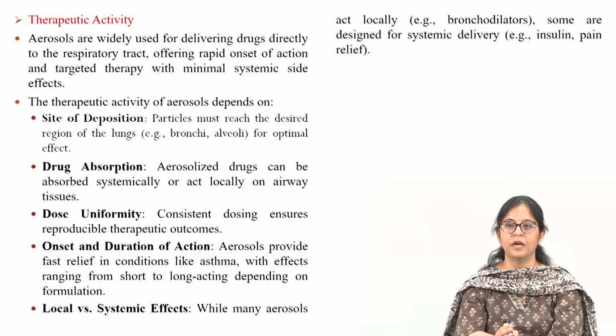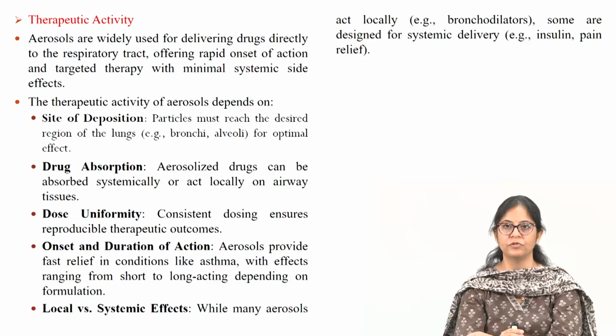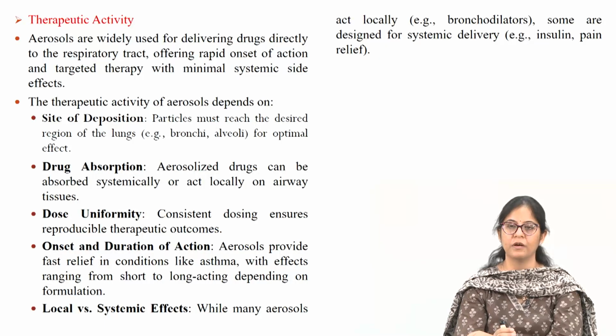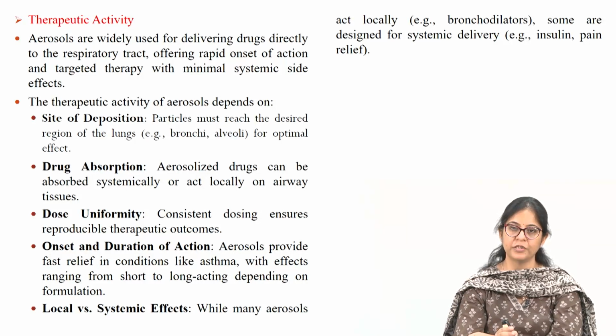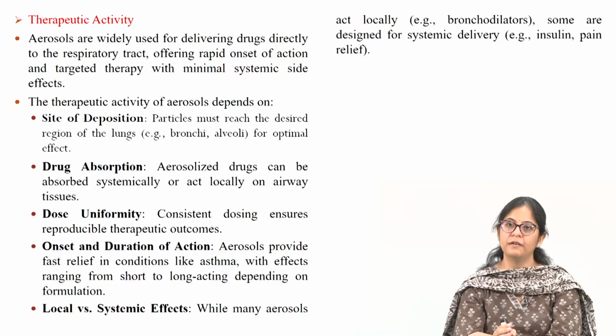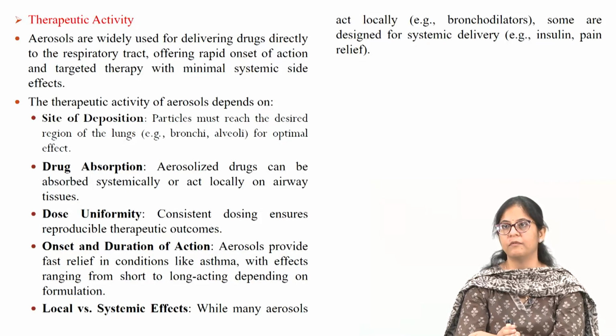Drug absorption: aerosolized drugs can be absorbed systemically or can act locally on the airway tissues. Dose uniformity: consistent dosing ensures reproducible therapeutic outcomes. Onset and duration of action: aerosols provide fast relief in conditions like asthma, with effects ranging from short to long acting depending on formulation. Local versus systemic effects: while many aerosols act locally, like bronchodilators, some are designed for systemic delivery, like insulin or pain relief preparations.